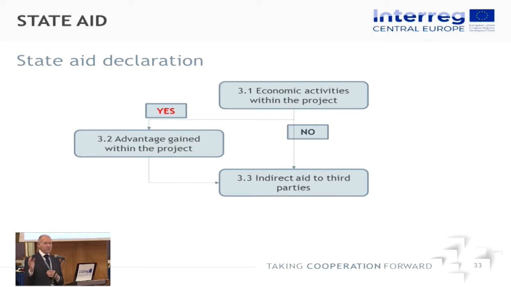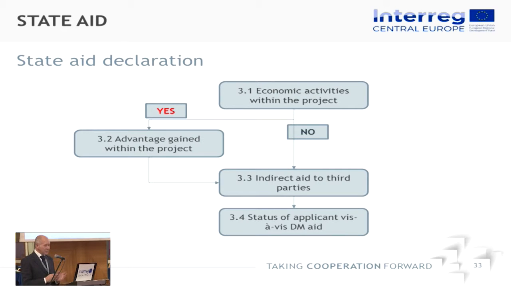This training for SME for free is an aid granted to the SME, which are participating for free to this training. So in this case, there is a transfer of aid, and that's why it is called indirect aid, from the program to the final beneficiaries, which are normally the target groups of the project. And in this section, you have to provide information in this regard. And then there is a last section, 3.4, dealing with some declarations on the status of the applicant vis-à-vis the de minimis aid.